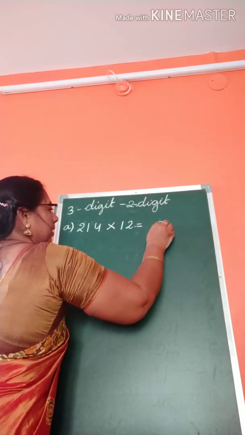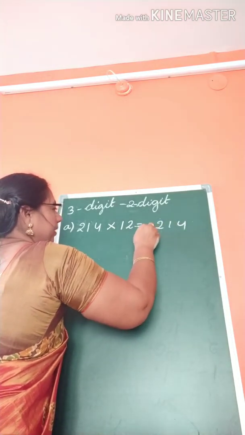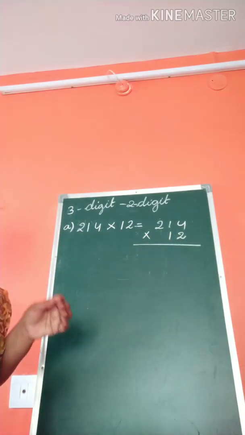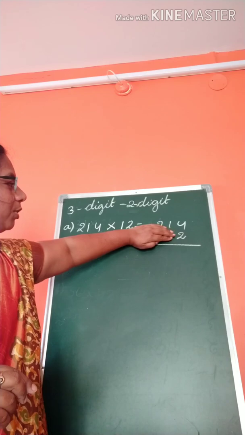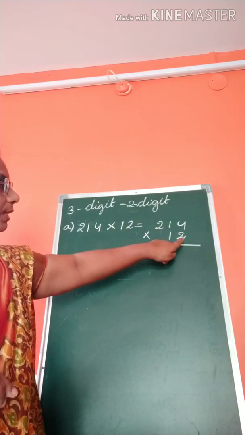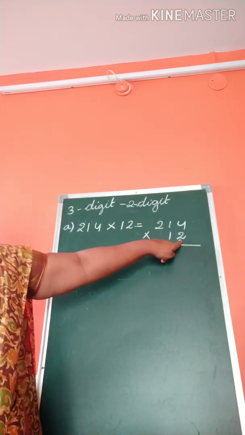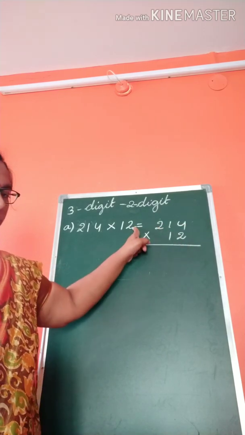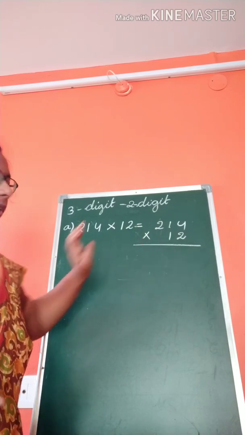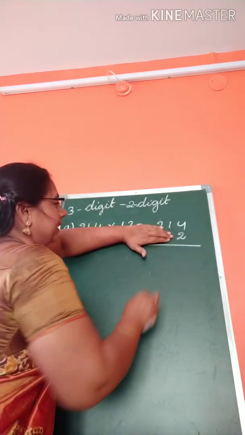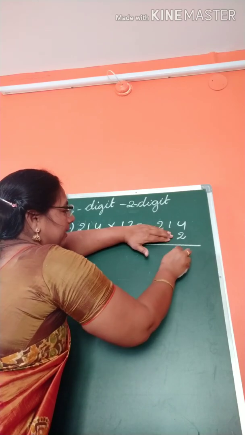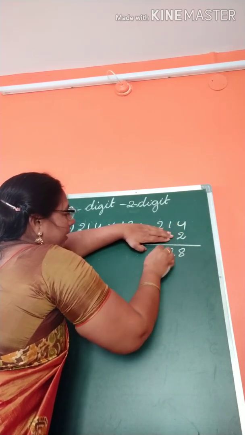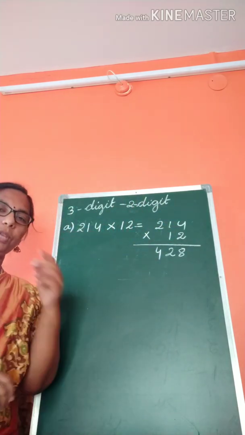Now let us write. Okay, 214 into 12. What we have to do now? The same process again. First we have to forget about the number in the tens place. We have to see only the number in the ones place, and you have to start doing multiplication with 2 from 4, means from the ones place. Okay, so now 2 4s are 8, 2 1s are 2, 2 2s are 4. Very good. Up to here we know very well.